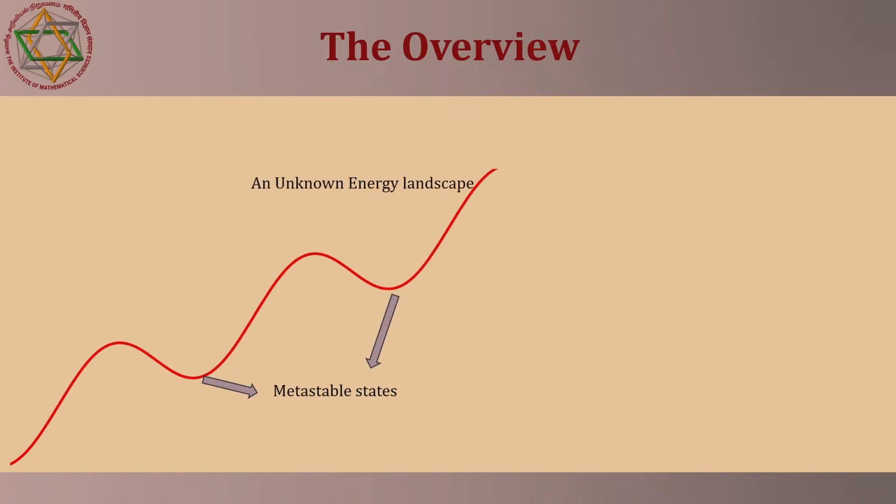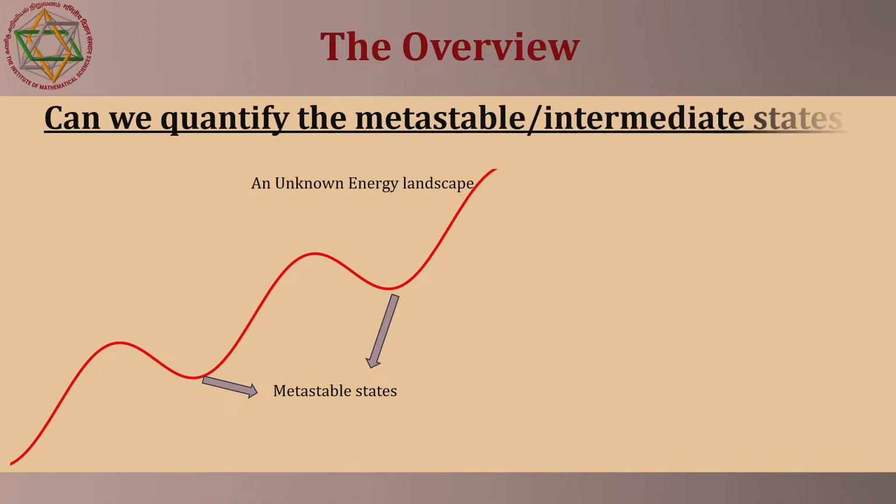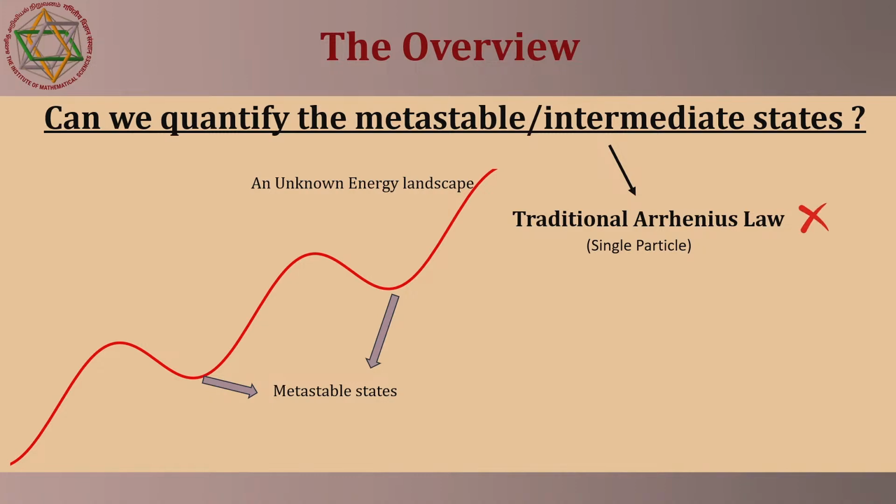Let us consider a potential landscape which has some metastable states in it, and the central question of the talk is: can we quantify the metastable states in an unknown energy landscape? Specifically, can we count the number of metastable states? As we go along, we will see that the traditional single particle Arrhenius law won't be able to say anything about metastable states in a landscape. However, the generalized Arrhenius law will be able to count the number of metastable states in an unknown energy landscape.